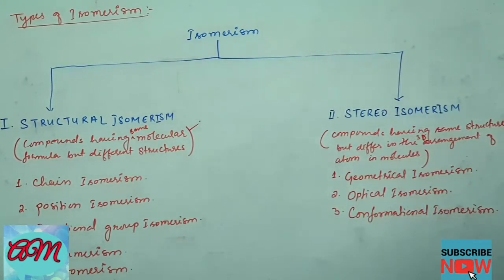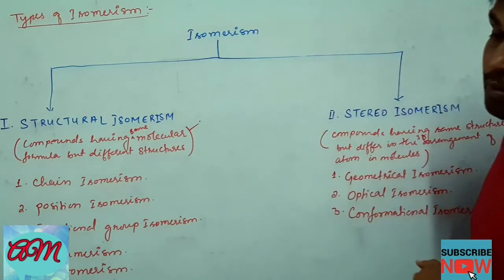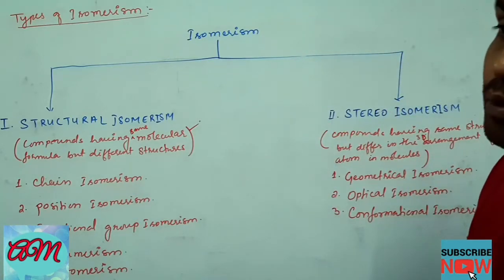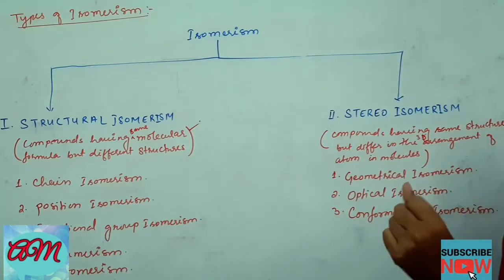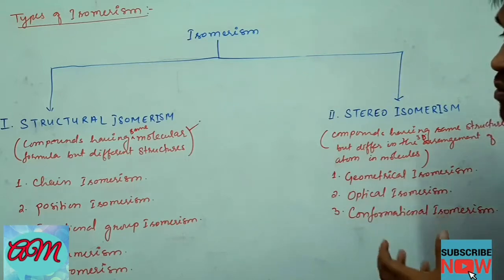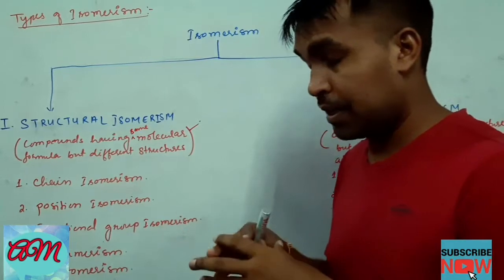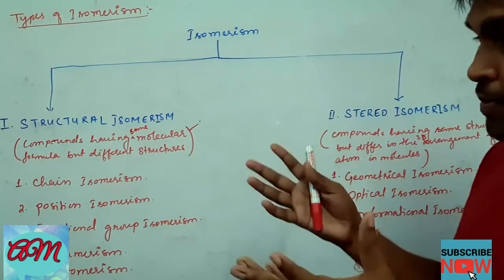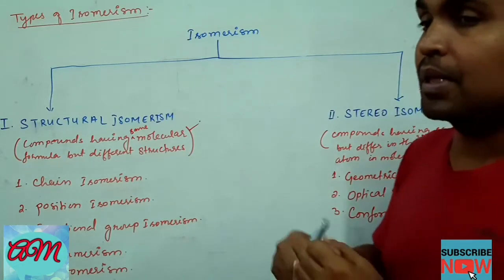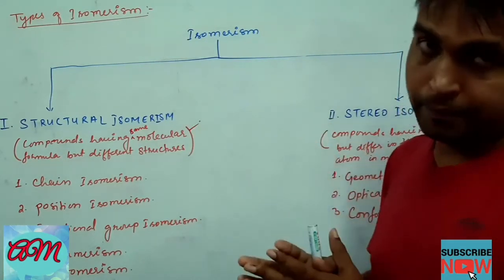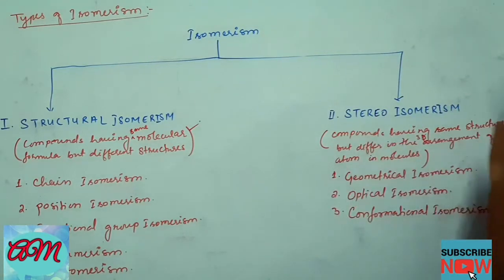Geometrical stereoisomerism. So stereoisomerisms are those compounds which have same structural formula, but they will differ in the three-dimensional arrangement of the atoms in a molecule. That means the arrangement of the atoms in a molecule in three-dimensional space will be different. Their structural formula will be same, but the arrangement of the molecules will be different.